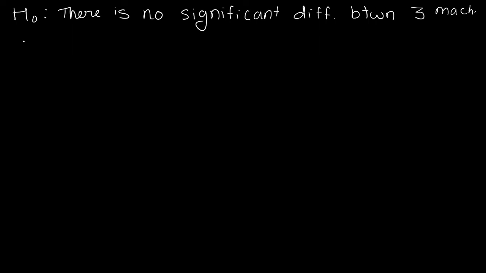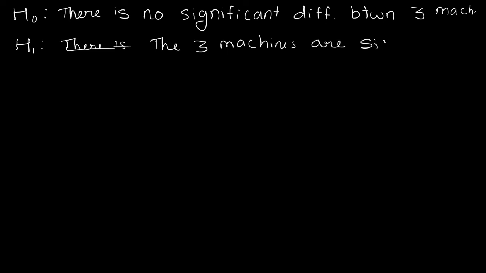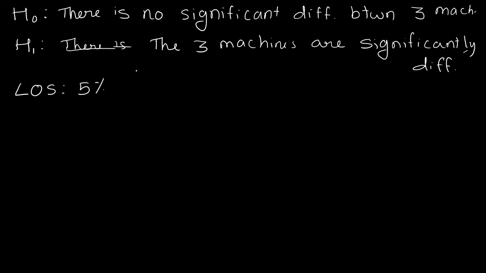Okay. Now, similarly, what will be my H1? It will be the opposite to it. That is, the three machines, better word is this, the three machines are significantly different. Now, once H0 and H1 have been set, let's choose the level of significance. Suppose say 5%. Now it is nowhere mentioned in the question, but let me guess it for 5%. I will even check it for 1%. That is fine. But let me set to 5%.